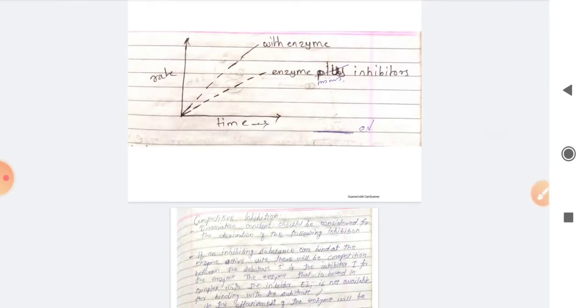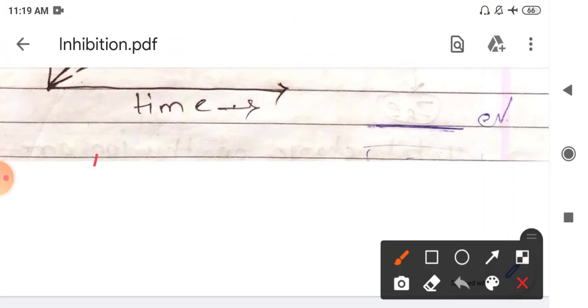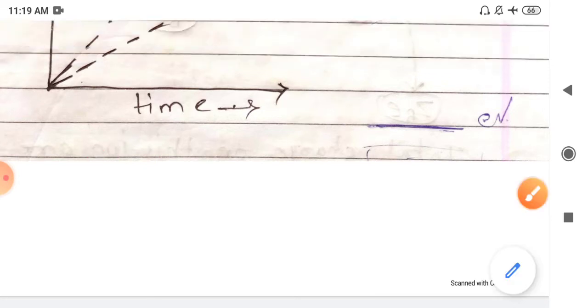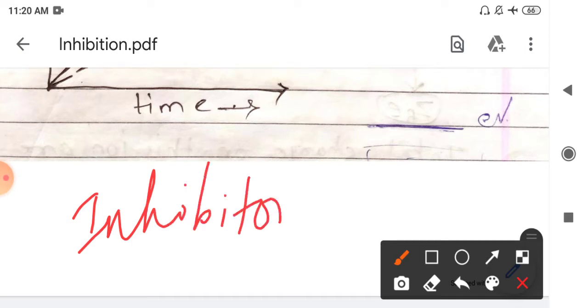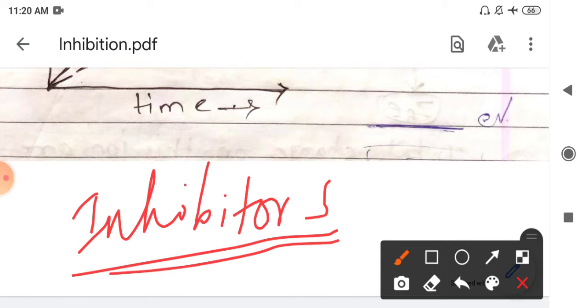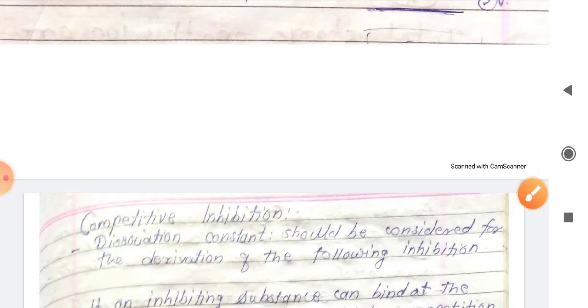So this is all about the inhibitors and activators. These inhibitors are of three types. Inhibitors are of three types. This inhibitor will be employed in the given reaction through three different mechanisms. So basically, these inhibitors try to attack the enzyme.